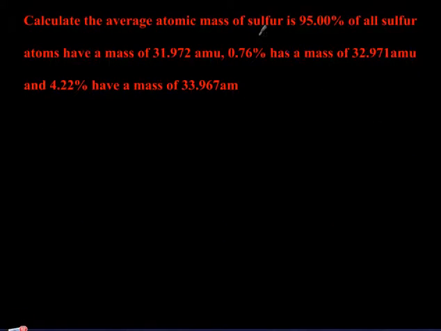So this time we're finding the average atomic mass of sulfur. 95% of sulfur has a mass of 31.972 atomic mass units. 0.76% has a mass of 32.971. And 4.22% has a mass of 33.967 AMU. So first thing we're going to do is turn our percent values into a decimal.